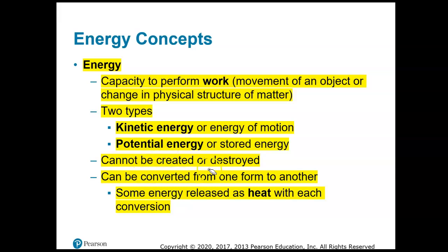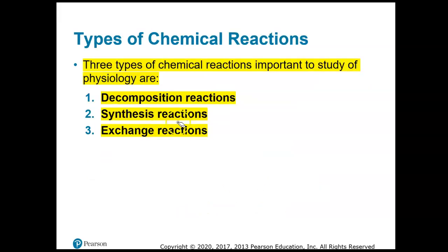And even though energy cannot be created or destroyed, it can be converted from one form to another. So sometimes when we lose energy, we're really not losing energy. It's been converted to heat. It's been released as heat into the environment. So there are 3 types of chemical reactions important in the study of physiology. Really the first 2, honestly, are the only ones that we talk about much. The only exchange reactions would be like the buffer reactions, and I will probably mention those to you.